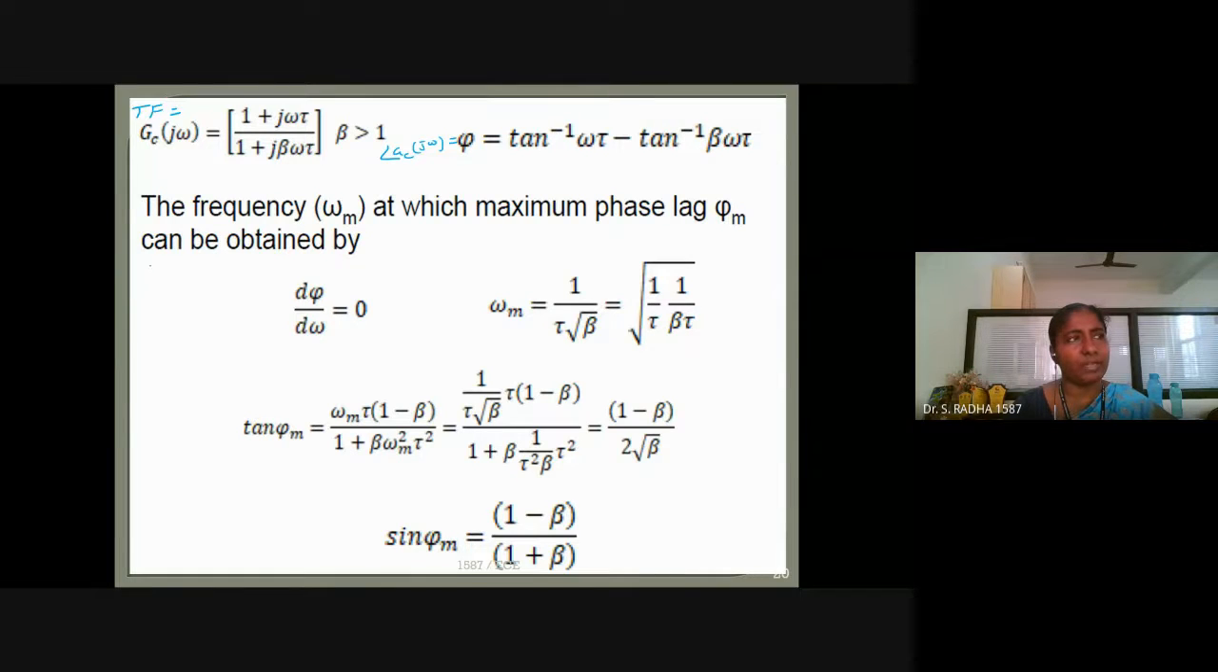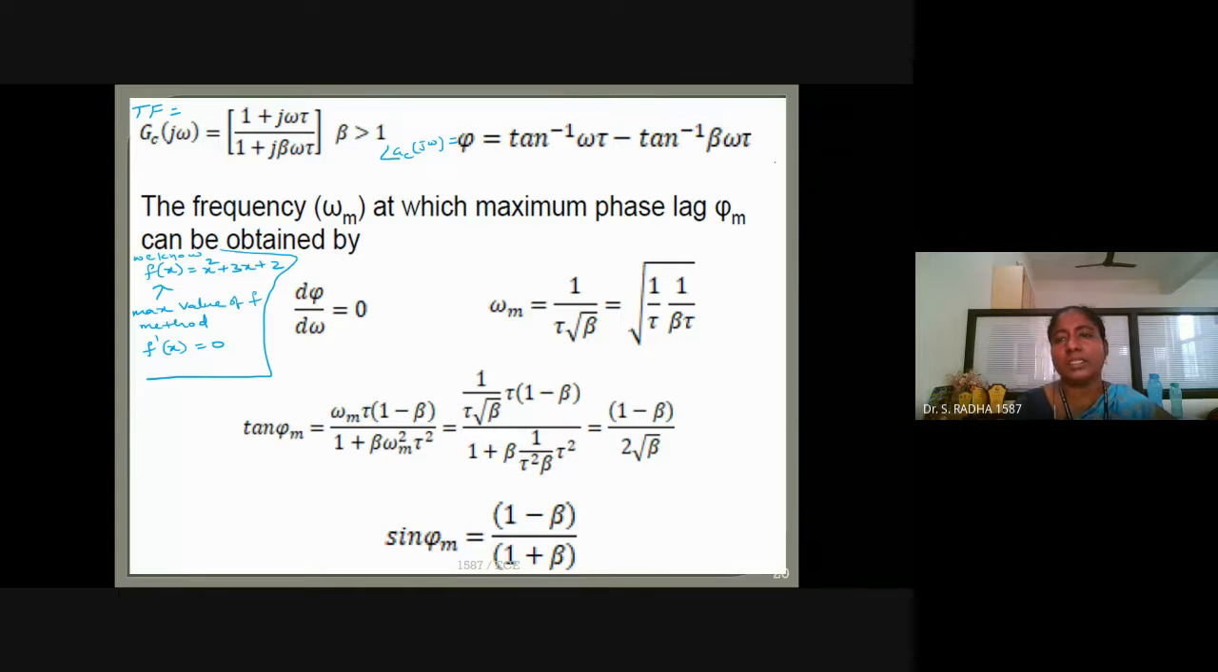For example, if you have f of x equal to x square plus 3x plus 2, what is the maximum value of the function? The method is to differentiate and equate it to 0. In mathematics, you will come across this: finding the maximum value of a function, we do differentiation and equate it to 0.